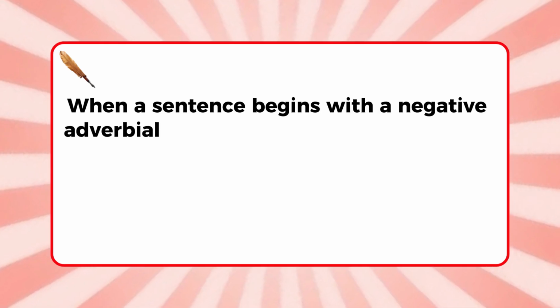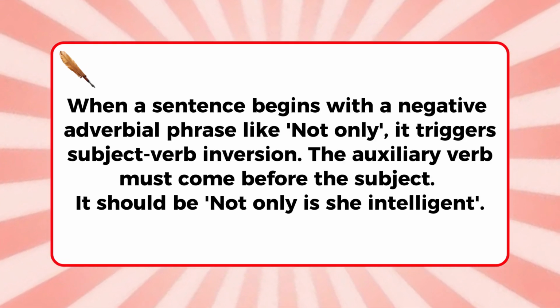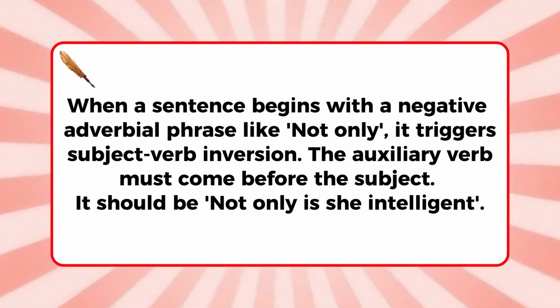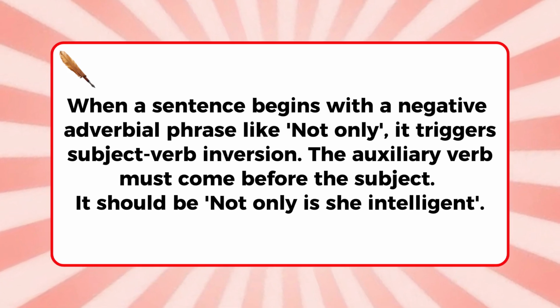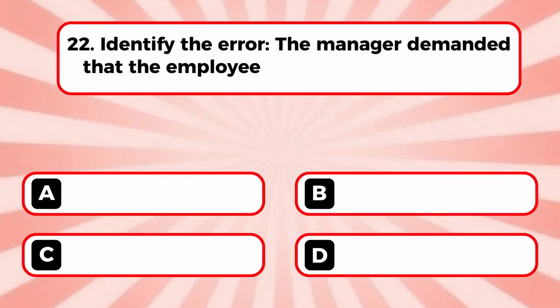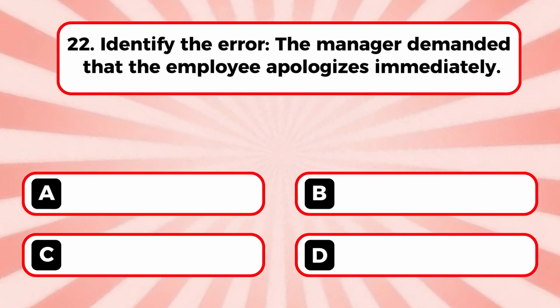When a sentence begins with a negative adverbial phrase like not only, it triggers subject-verb inversion. The auxiliary verb must come before the subject. It should be not only is she intelligent. 22. Identify the error. The manager demanded that the employee apologizes immediately.